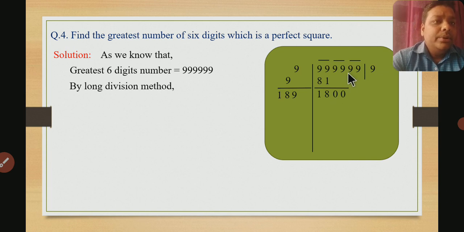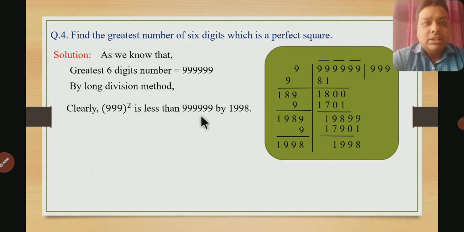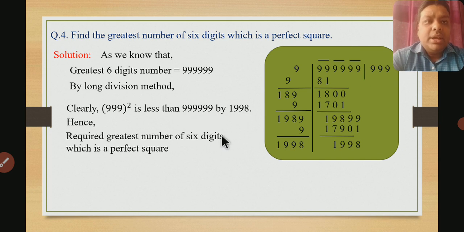Okay. Now after that here we can say, yes, like this we can write. So we can say here that the number we will get what? We will get 999 less than this number by 1998. So we can say that the required greatest number of 6 digits which is a perfect square will be 999999 minus 1998. So this number is the perfect square of that number. Okay. So I hope that you all have understood, students, how to find the greatest number of 6 digits also.